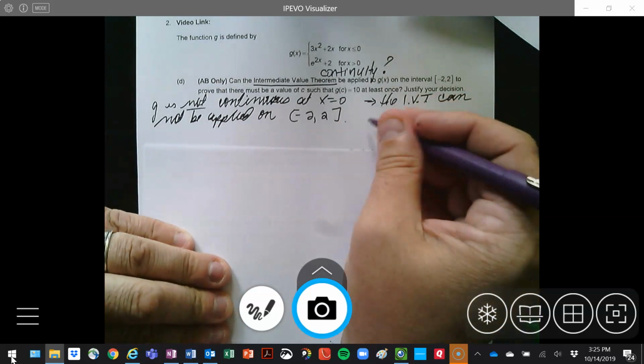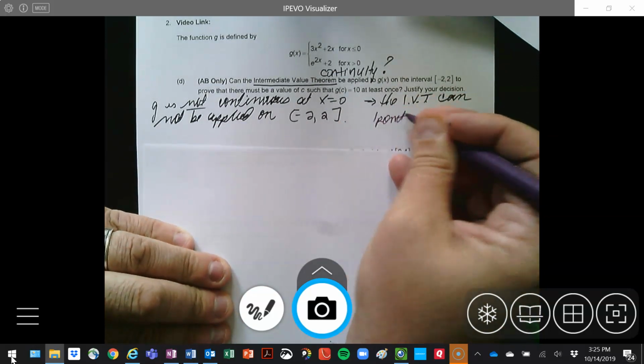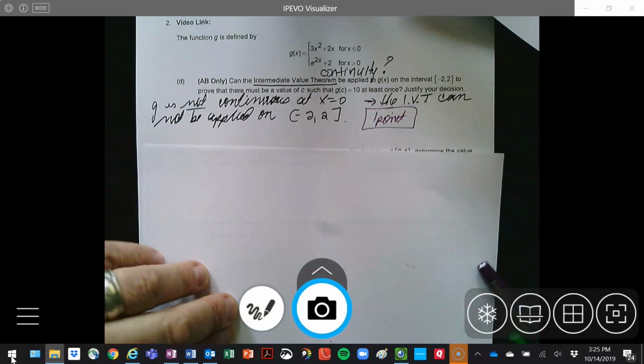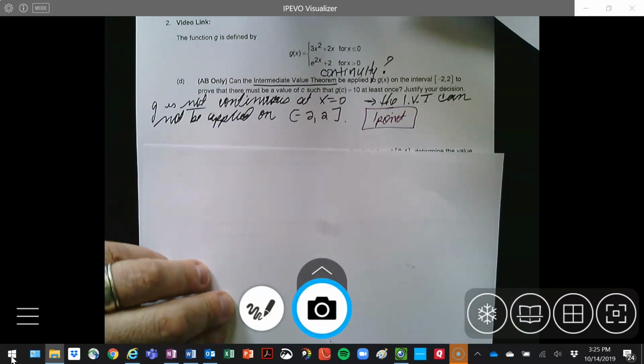This was also another 1 point kind of question. Really just testing, do you understand your definitions? IVT is a really popular theorem.